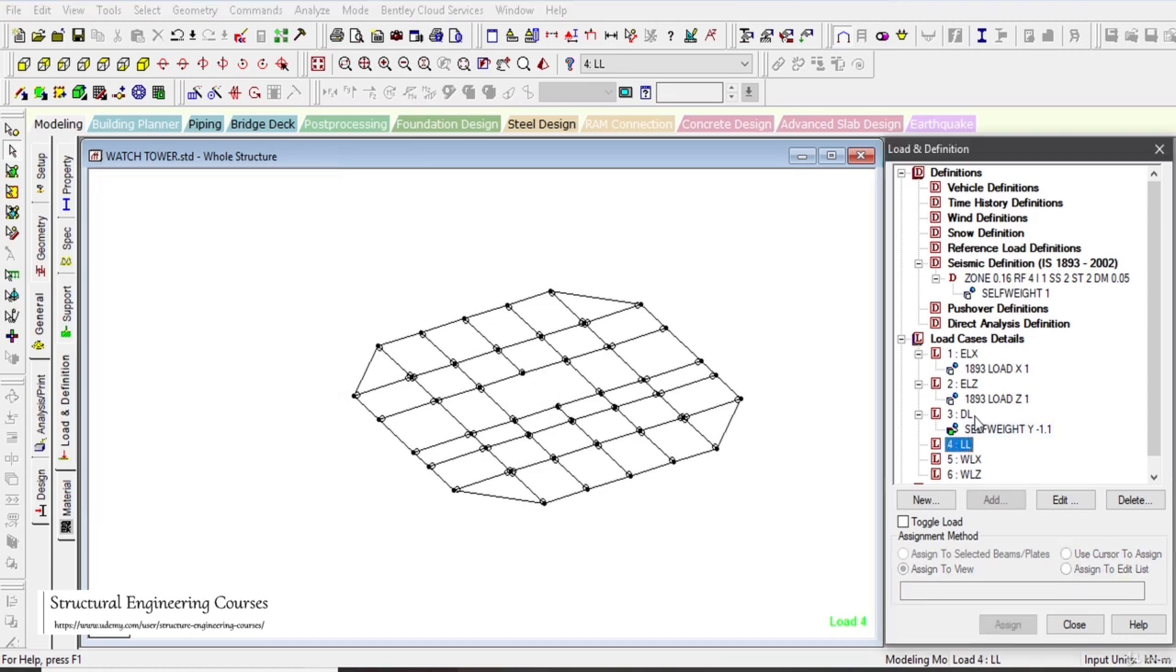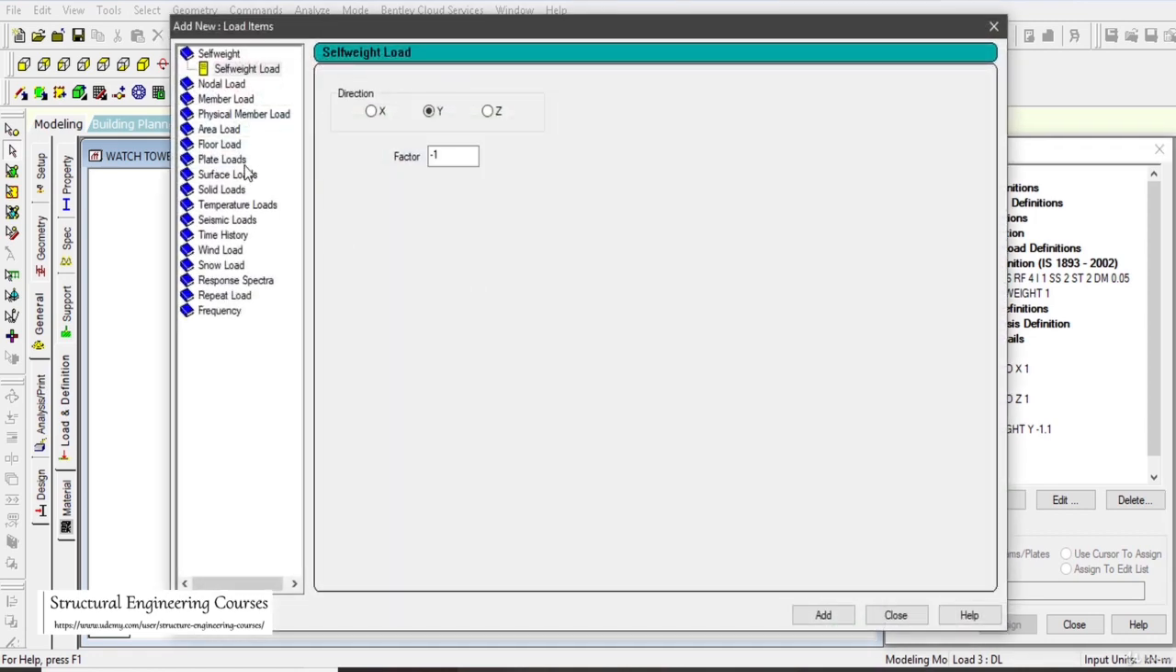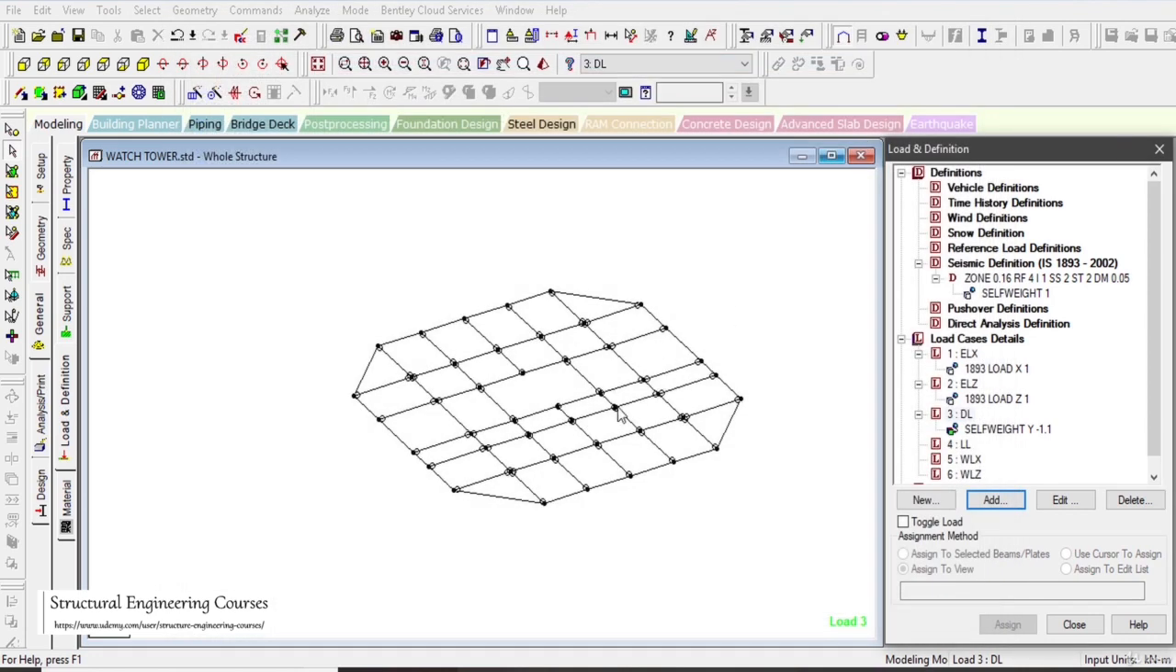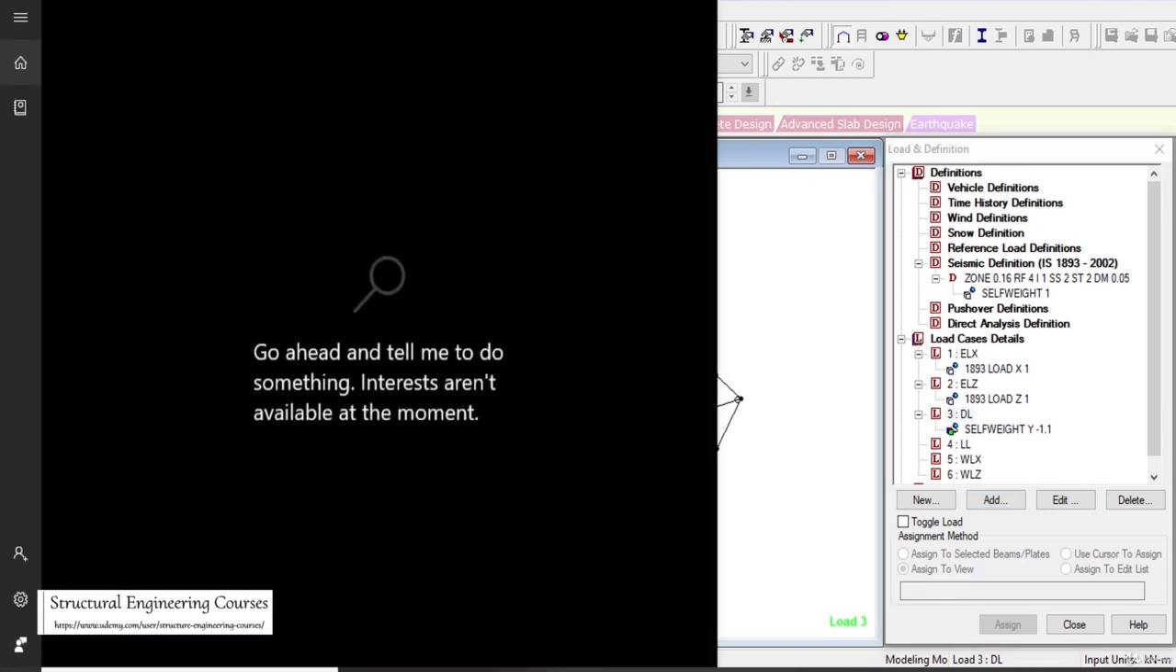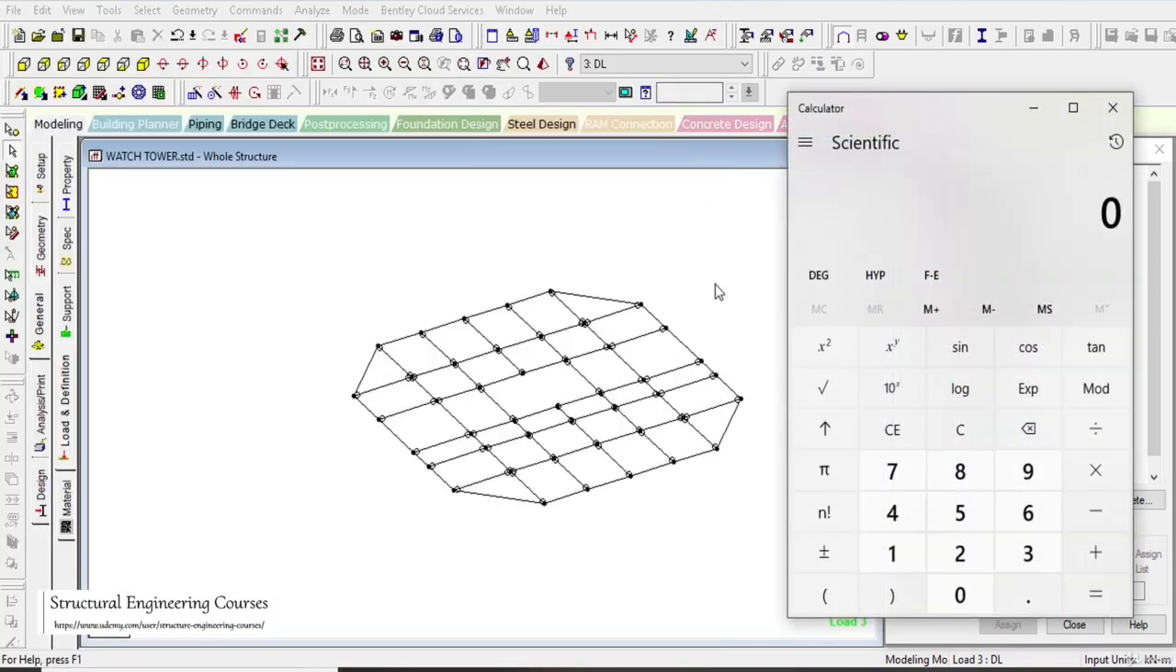So we can left click on dead load again. Let us say the checker plate needs to be installed on all of these floors. So we go to calculator. Let us say the thickness of checker plate is 8 mm. So we left click and enter 0.008 into steel density, that is 7850 kg per m cube.